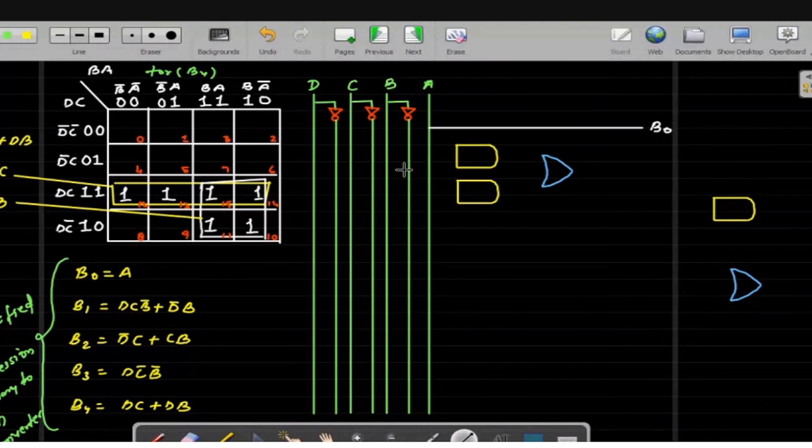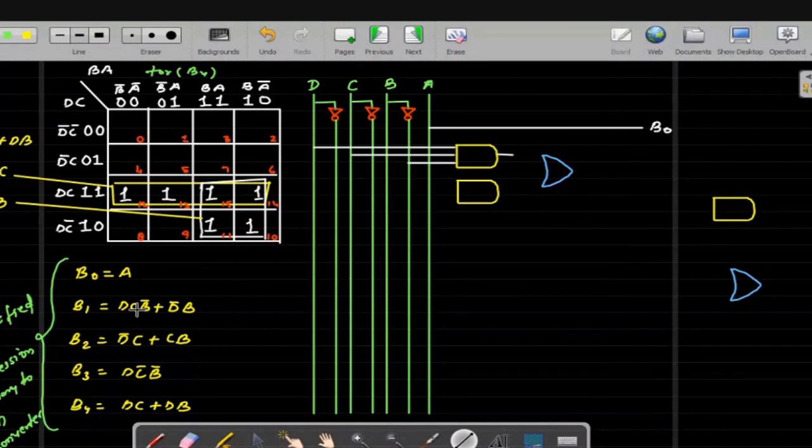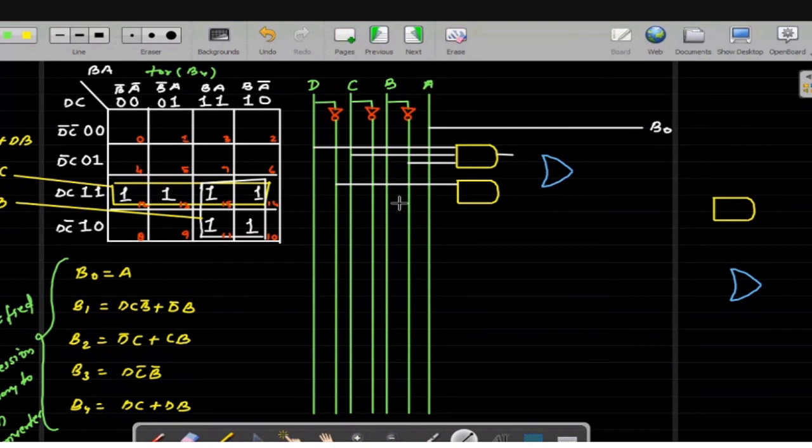Okay, so you will get your first term, and for the second term you will have to give the inputs D bar, D bar, and B. Yes, so this is D bar, this is D bar, and this is B. So you will have your second term. And of course, we have told you that these are SOP expressions. So you can use the two-level AND-OR logic to implement it.